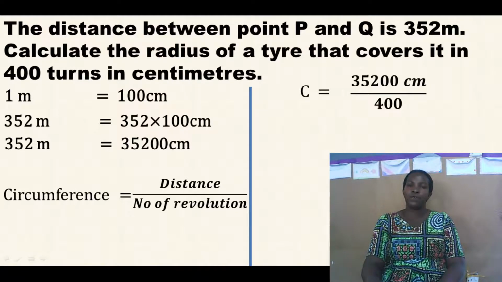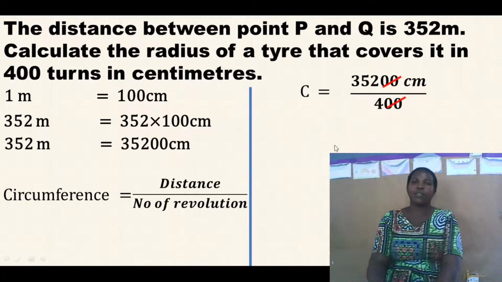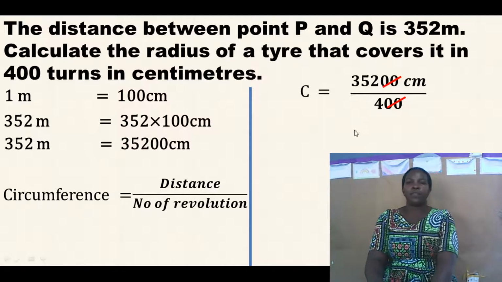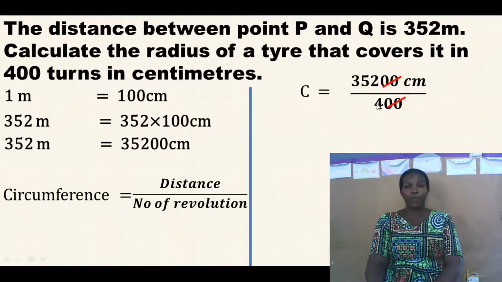Our circumference will equal 35,200 centimeters out of 400. At this very stage, we shall cancel the 2 zeros down, and we shall also cancel the 2 zeros up. Now, my dear boys and girls, we looked at the divisibility test for 4, and we know when a number is divisible by 4. Who can recall that? A number is divisible by 4 if the last 2 digits are divisible by 4.